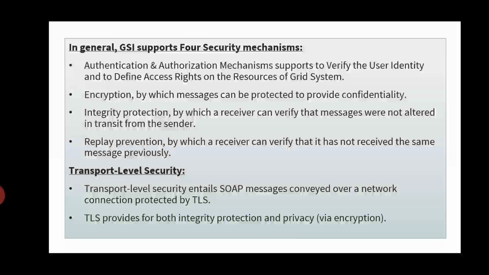In general, we can discuss that grid security infrastructure supports four security mechanisms. Look at these four security mechanisms. First, authentication and authorization mechanisms. It supports verifying the user identity, whether the user identity is correct or not, and then we have to define some access rights on the particular resources of a grid system.